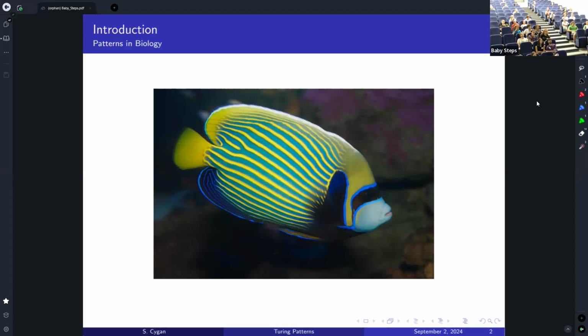And one can ask, why does such a fish possess such a nice pattern? Does the fish know how to produce such a pattern? Or maybe this is a result of some reactions, some processes that occur inside of the fish skin, and the pattern is just the result of this process. And in this talk, I will try to explain this process as simply as possible, using differential equations, in particular, reaction diffusion systems.